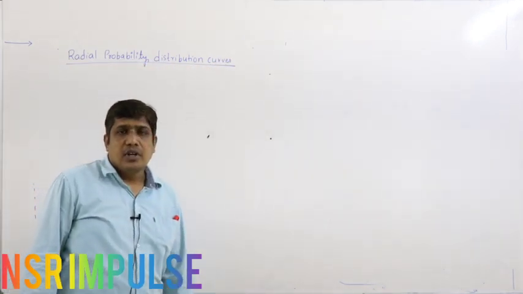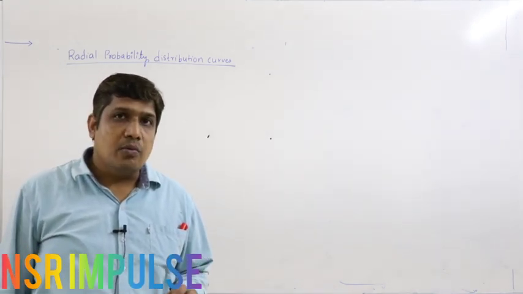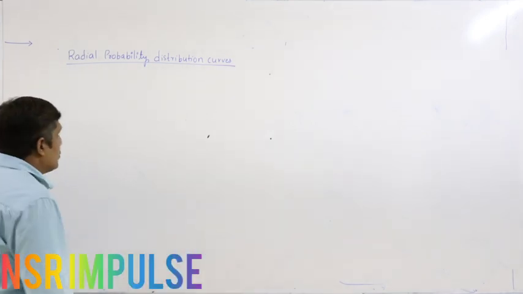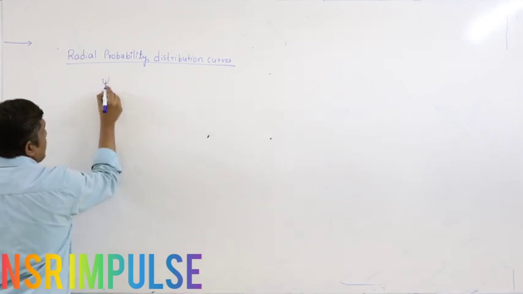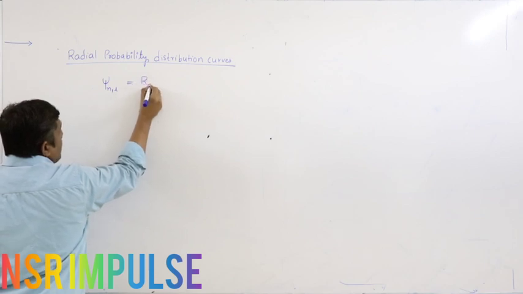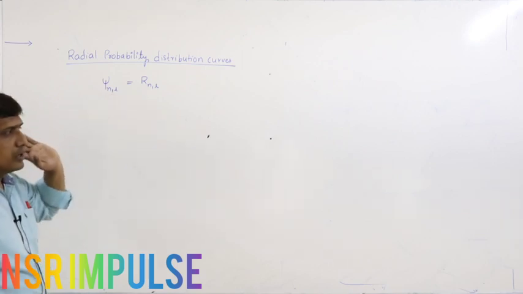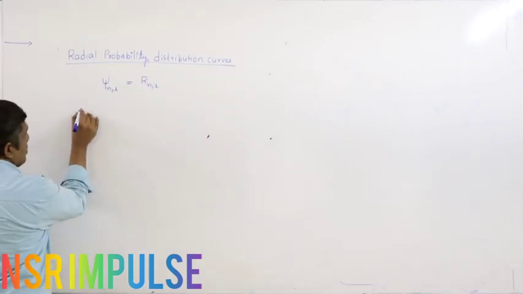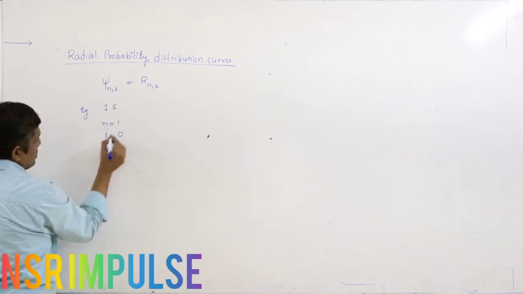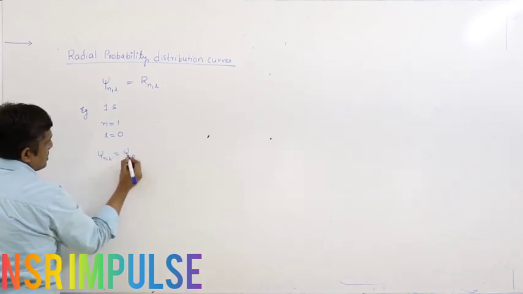So initially they assume that psi n comma L gives the radial probability, that is, the probability of finding the electrons at a particular distance from the nucleus. So it is assumed to be represented like this: psi n comma L, or in polar coordinates r n comma L. N and L are the principal quantum number and azimuthal quantum number, right? So for example, for 1s orbital, n equal to 1, L equal to 0. So psi n comma L is nothing but psi 1 comma 0.